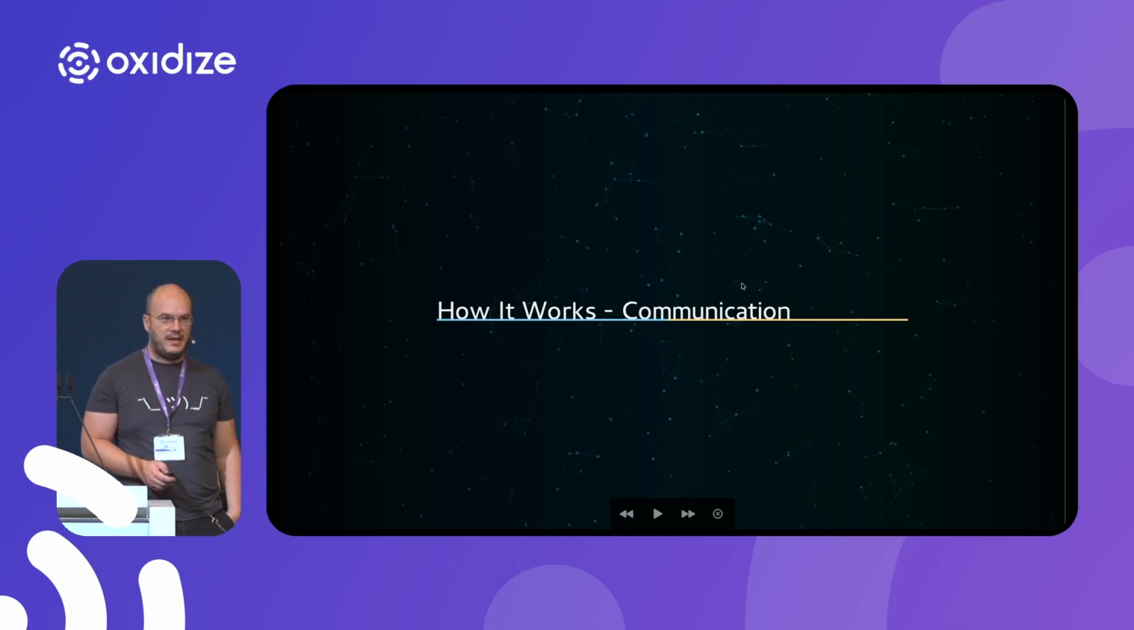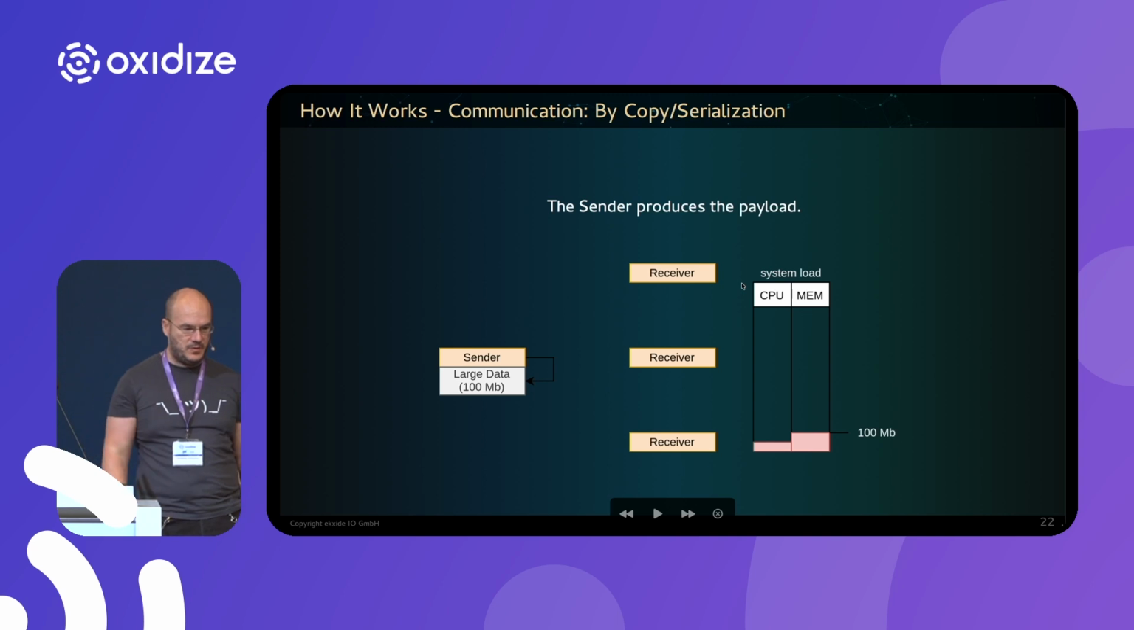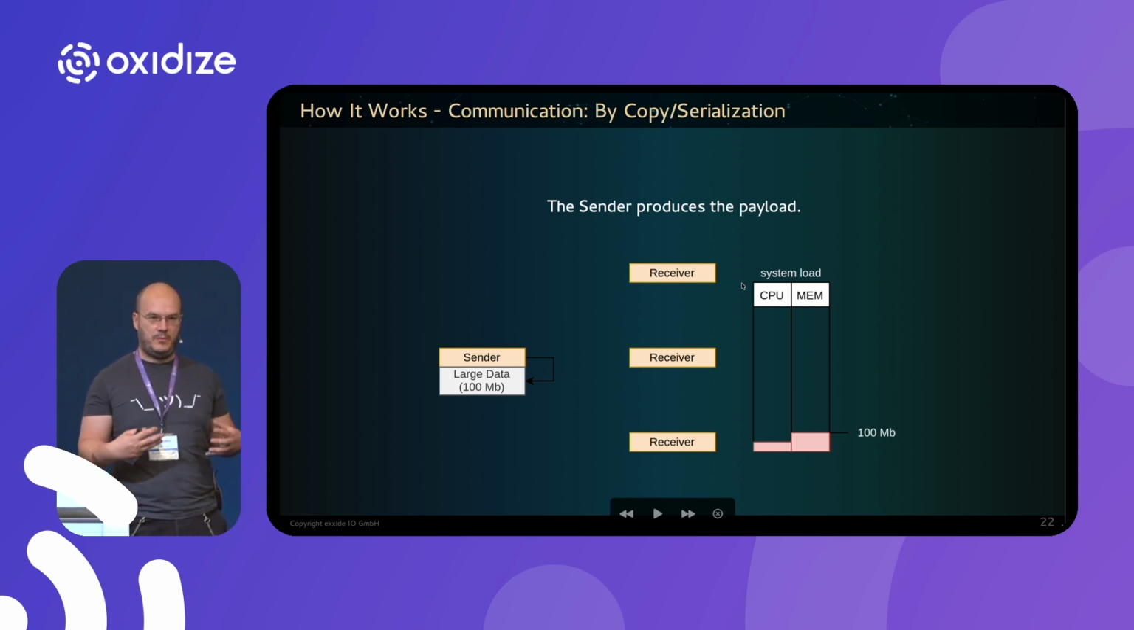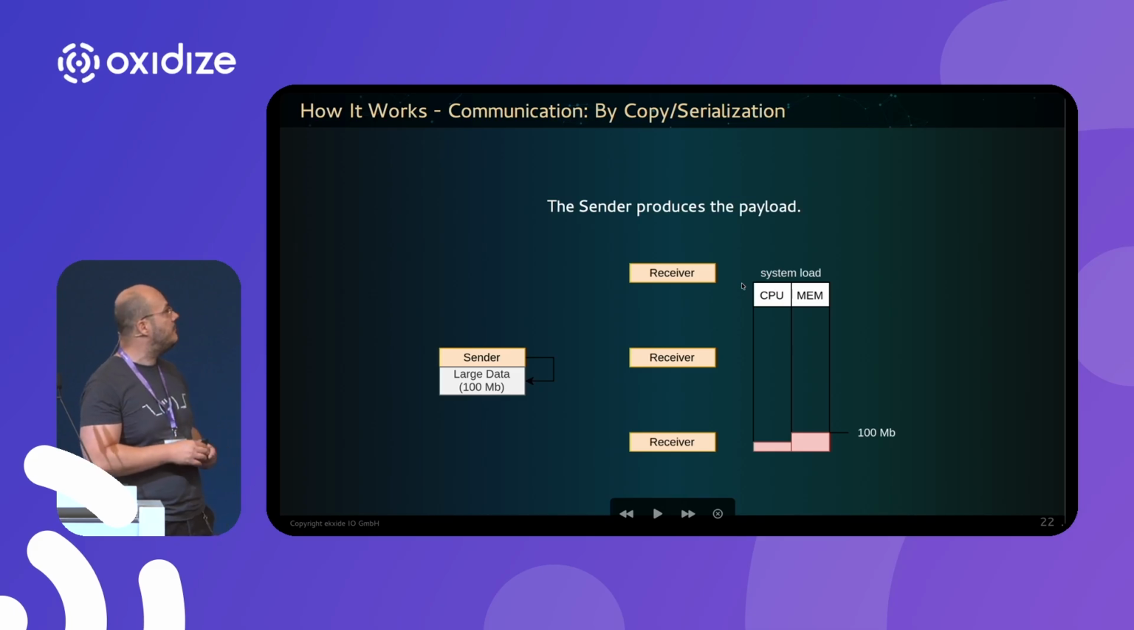I wanted to first highlight the communication part. Usually, when it comes to inter-process communication, most people assume it's some kind of network protocol, and therefore it comes with a high cost, and therefore they try to avoid this. And in a network protocol, just for fun, let's assume we have a sender and 3 receivers, and we have some kind of large data which we want to send to the 3 receivers. This large data could be a large camera image or whatever you want.